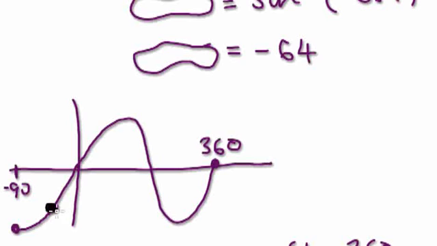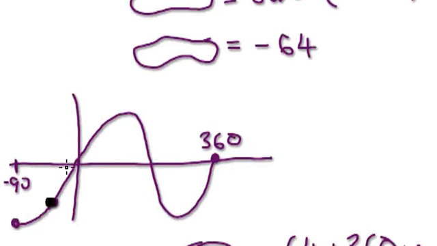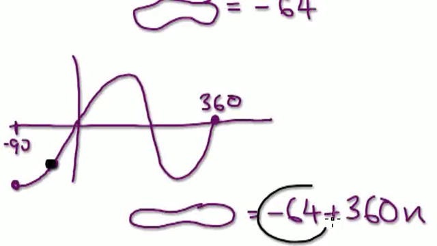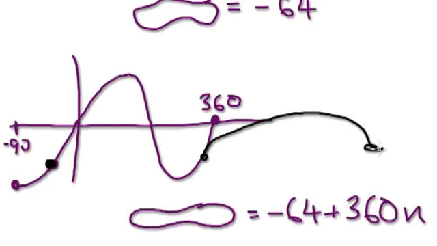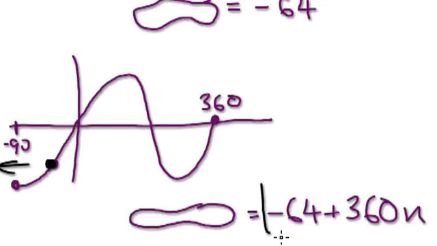So it has given us this point here. So now our first solution is negative 64. So this distance here is negative 64. Now, if our first solution is negative 64, then we can keep on adding multiples of 360. You see, this is another solution. And if you add another 360, this here would be another solution. Or if you take away 360, back there would be another solution. So we can say bubble here equals negative 64 plus 360n.